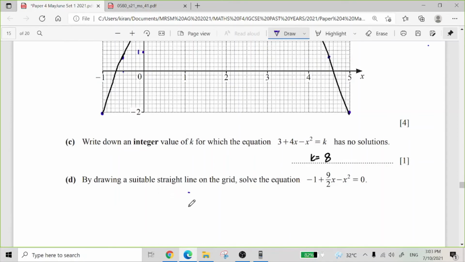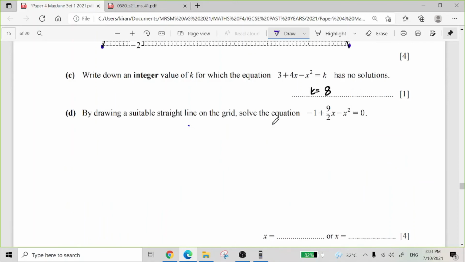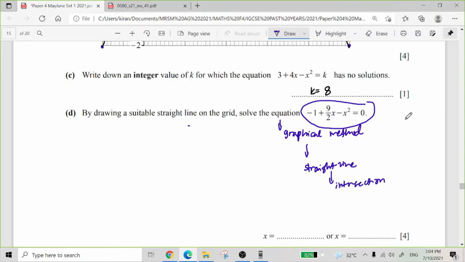Okay, by drawing a suitable straight line under the grid, solve the equation. So we have another equation. Don't draw this equation on the same graph as this. When we want to solve the equation, we use the graphical method. That means we draw a straight line, and the intersection between the curve and the straight line is the solution.